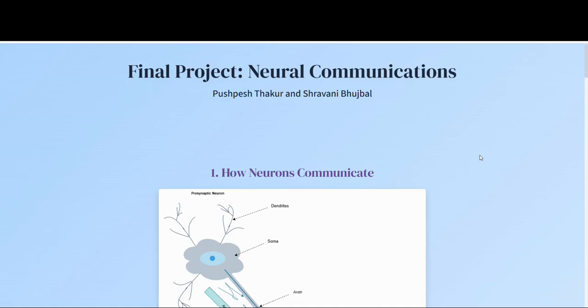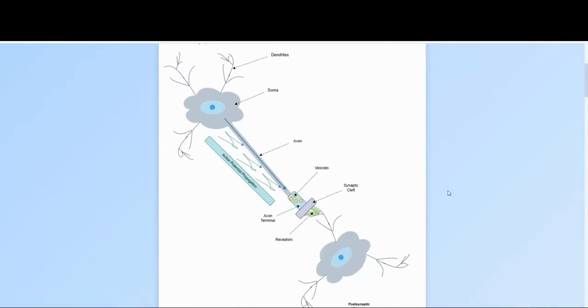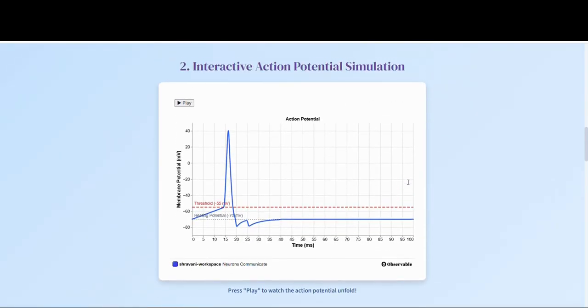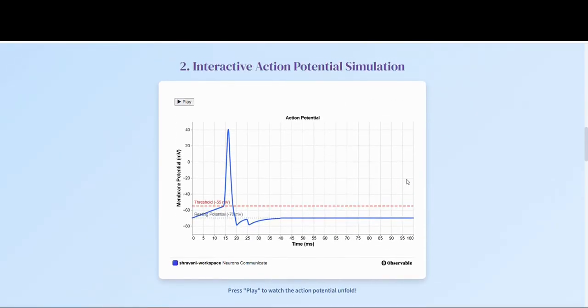We're Pushpesh and Shravani, and our final project is on how neurons communicate with each other. To start, we made a diagram showing the journey of an electrical signal between neurons, as well as a short description describing this process. This helps the user visualize exactly where and how the electrical signals travel from one neuron to the next.